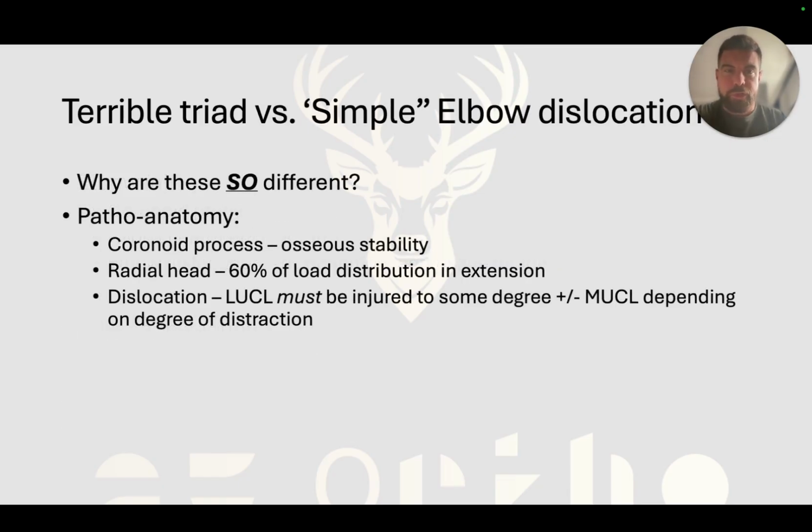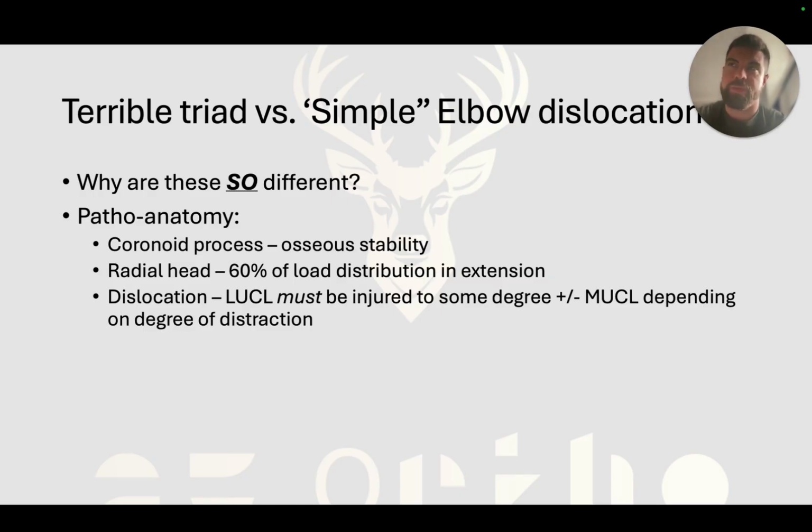These are very different to a simple elbow dislocation, and the reason these are so different is because the coronoid process gives you osseous stability. The radial head, or the radiocapitellar joint as well, takes 60% of the load distribution in extension in the intact elbow, and a dislocation means that your LUCL has to be injured to some degree.